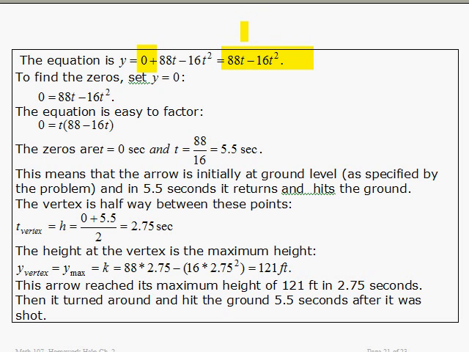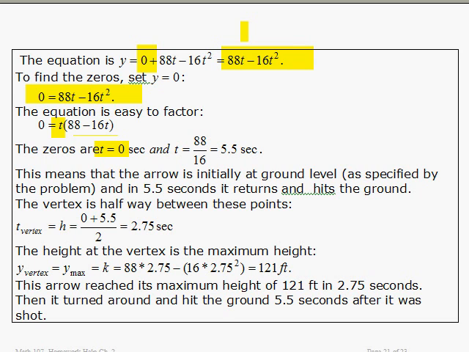Okay, now to find the zeros, set y equal to 0. When I set y equal to 0, I have this equation. This equation is easy to factor. Factor out a t. Here's that t that gets factored out, and then you have another term that's easy to solve. To find the zeros, set the t equal to 0 is one solution right there.